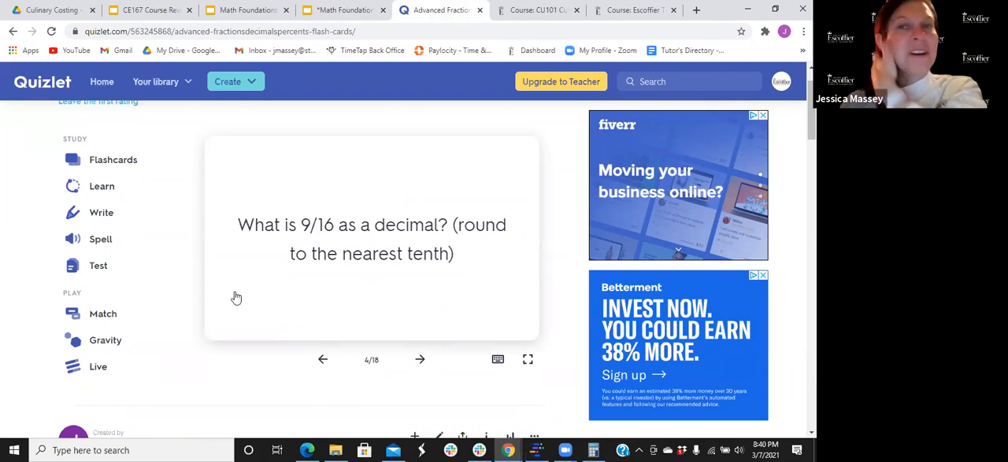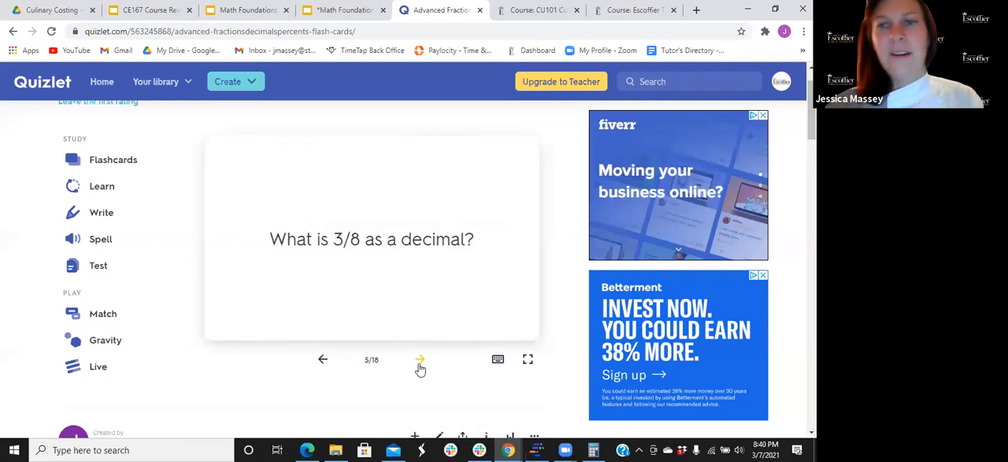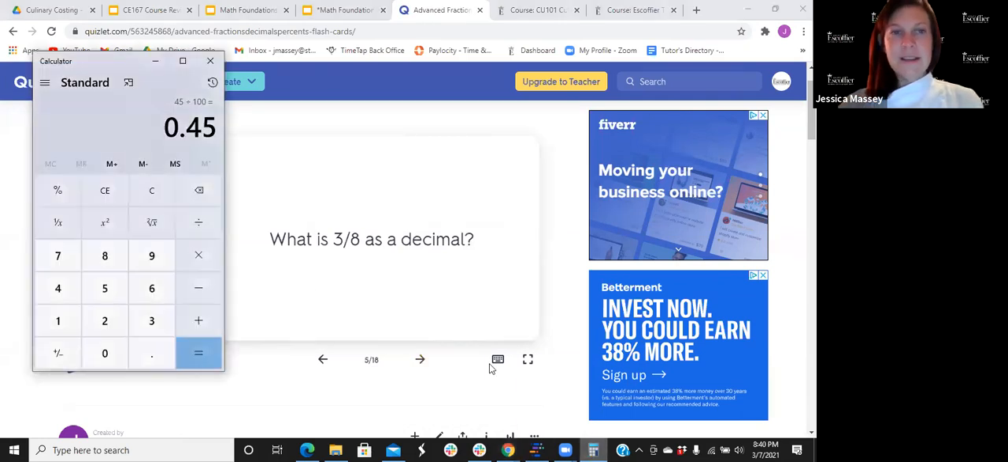All right, let's try some more examples because we still have some time here. What is 9/16 as a decimal? Oh, we already did this. We're going to skip that. We already did that one a few times. What is 3/8 as a decimal? So you take that 3 divided by your 8, and we get 0.375.